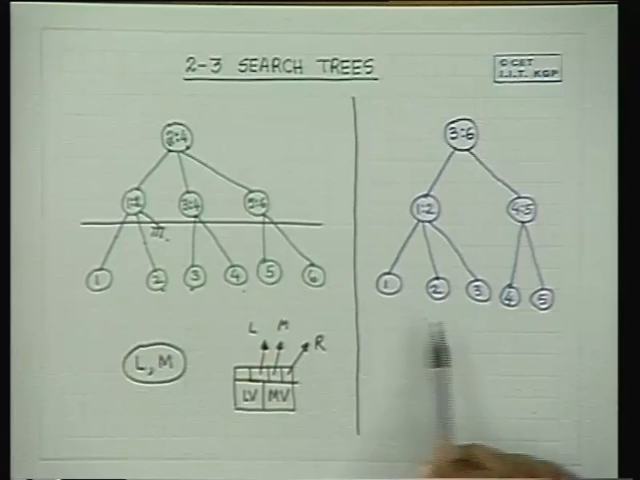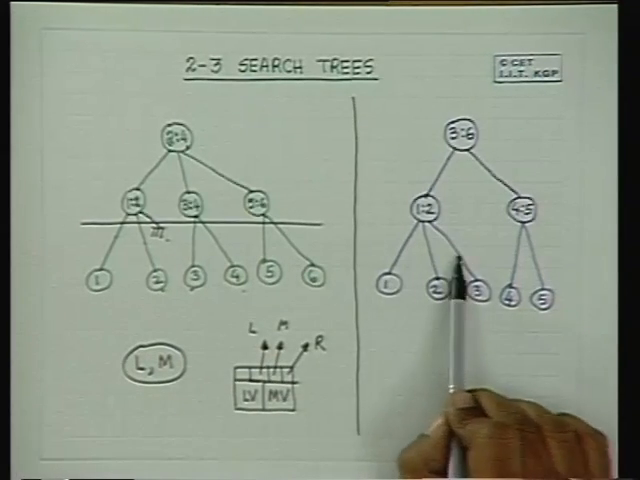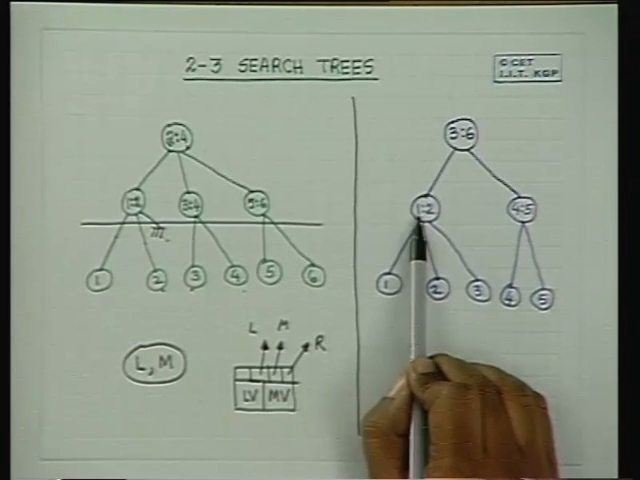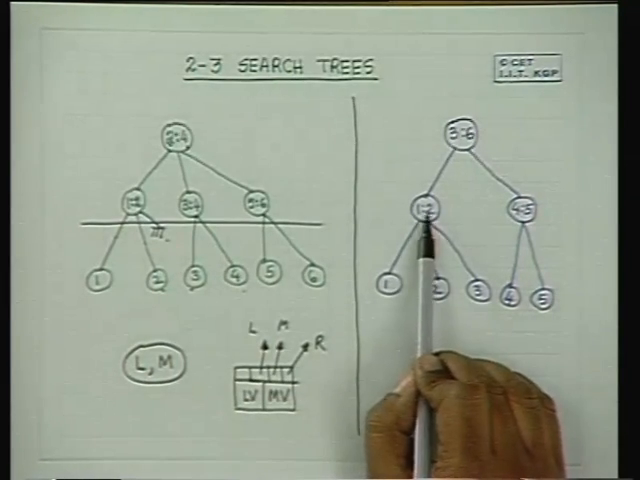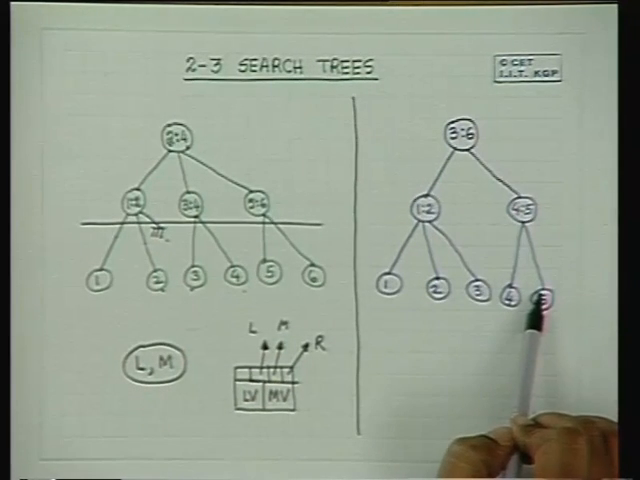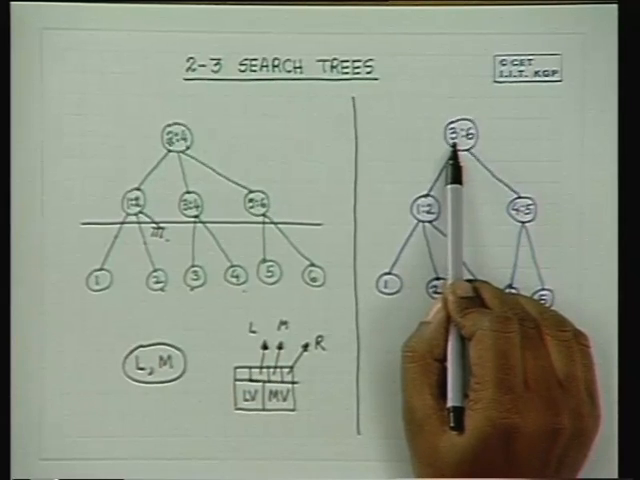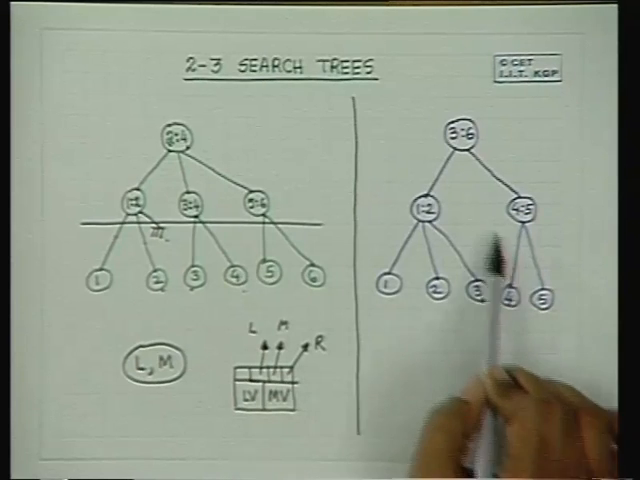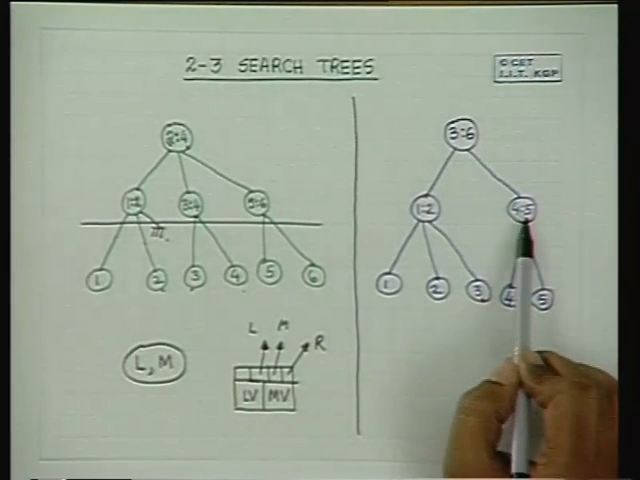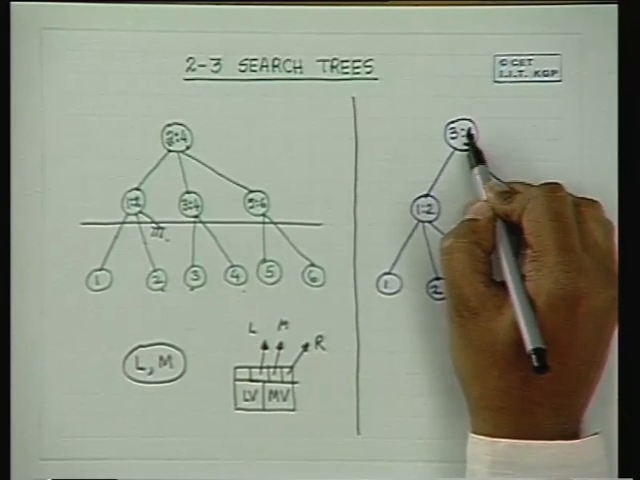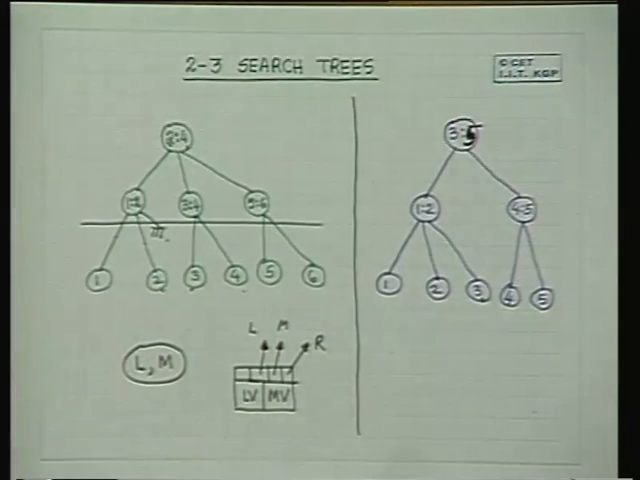Alright, so let us take another example. Here there are 3 children, 2 children, 2 children. This is also a 2-3 tree. Here L value is 1, M value is 2. Here L value is 4, M value is 5. Here L value is 3, it is the largest on the left, and M value is, where did I get 6? It's 5. It's 5 because it's the largest on the right.